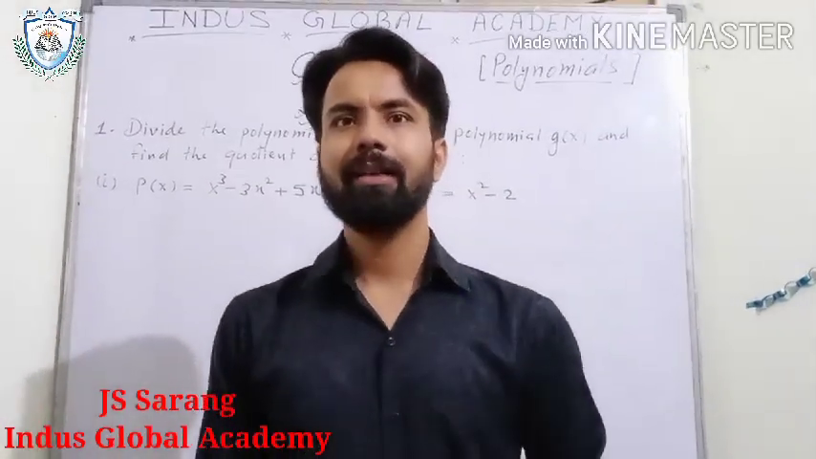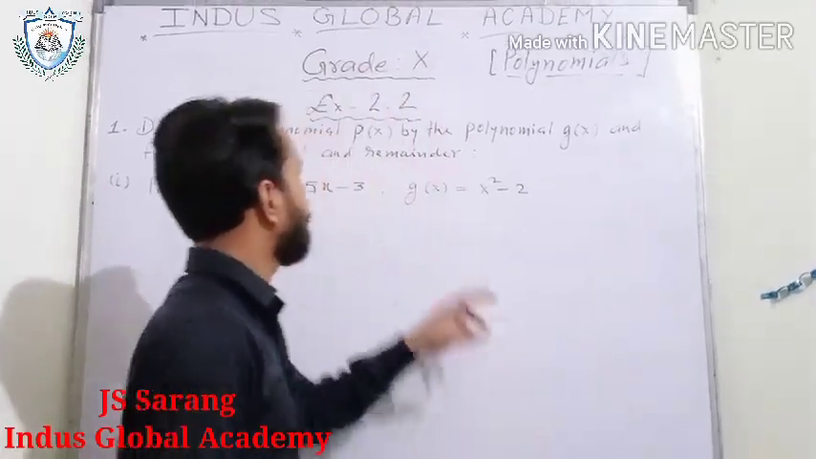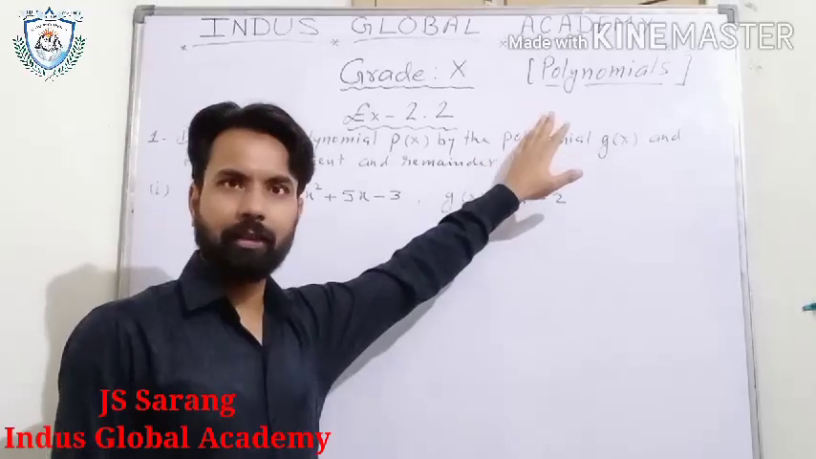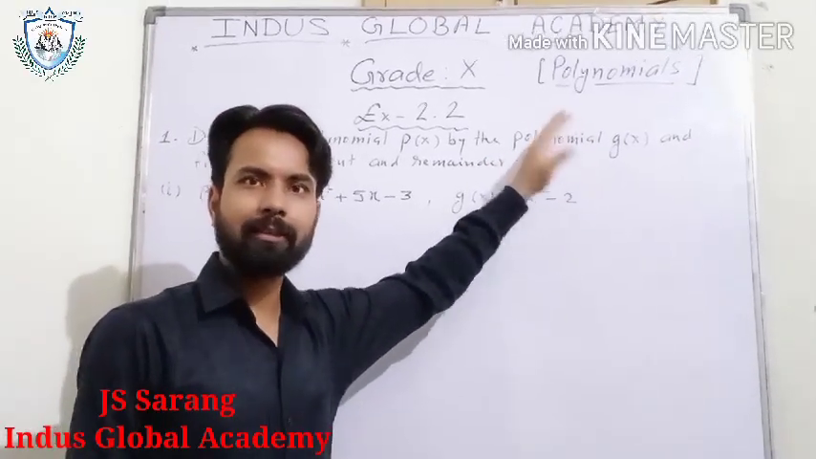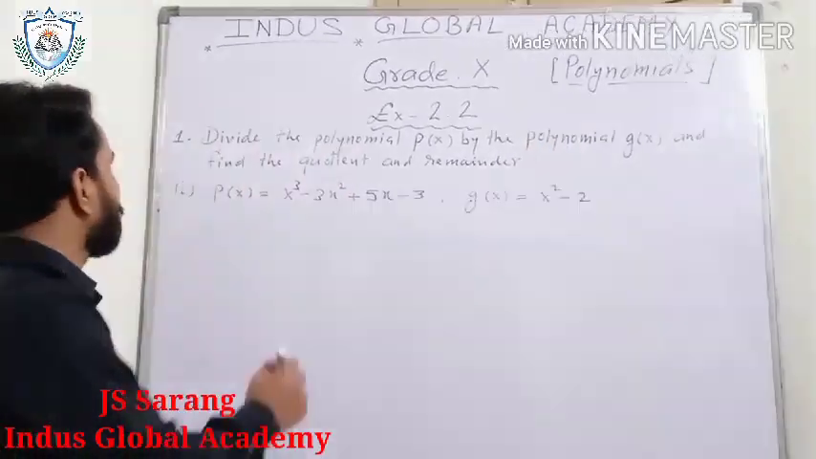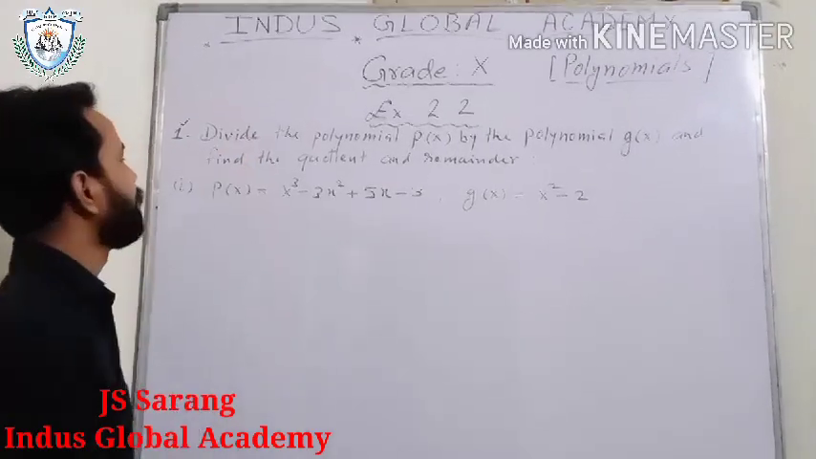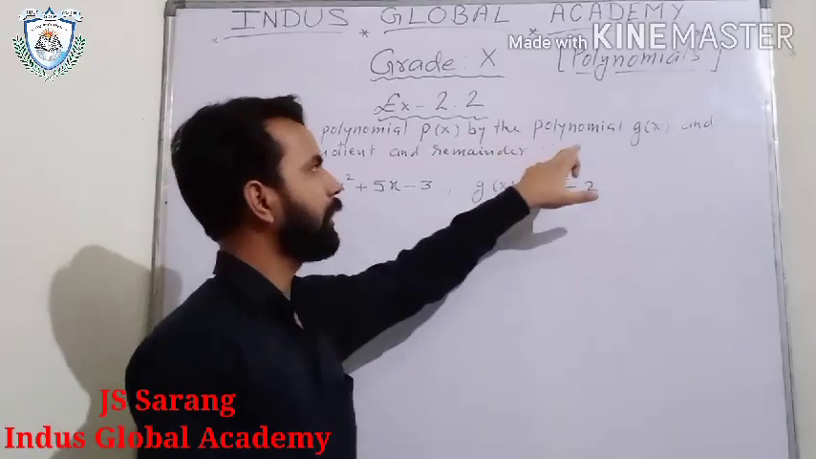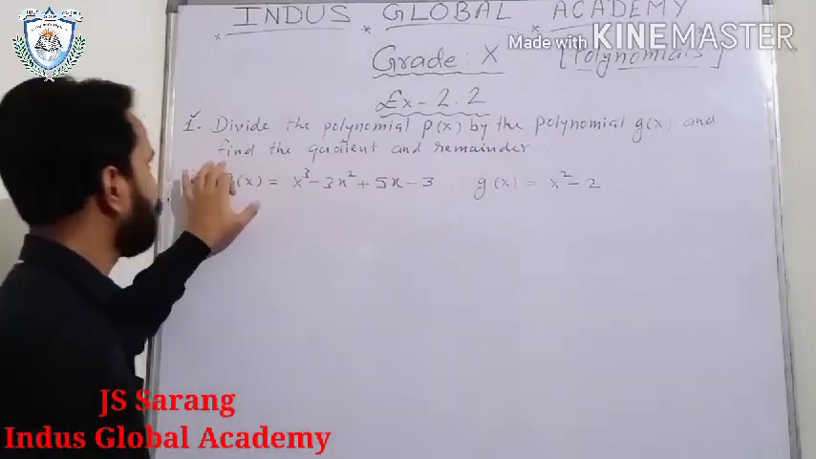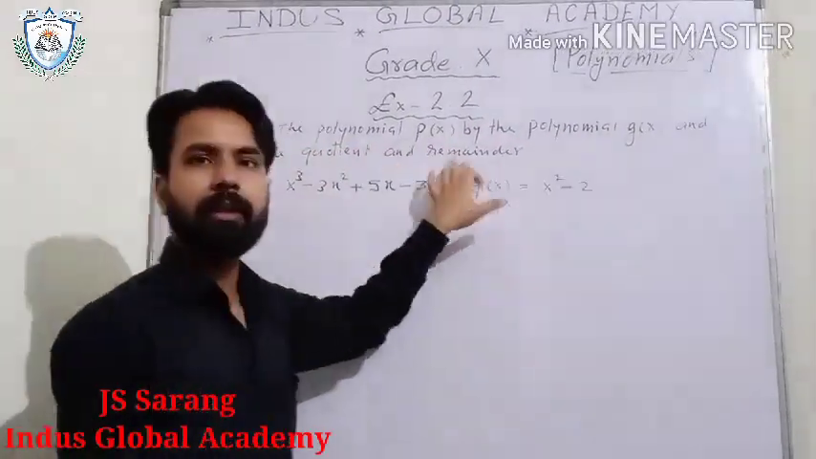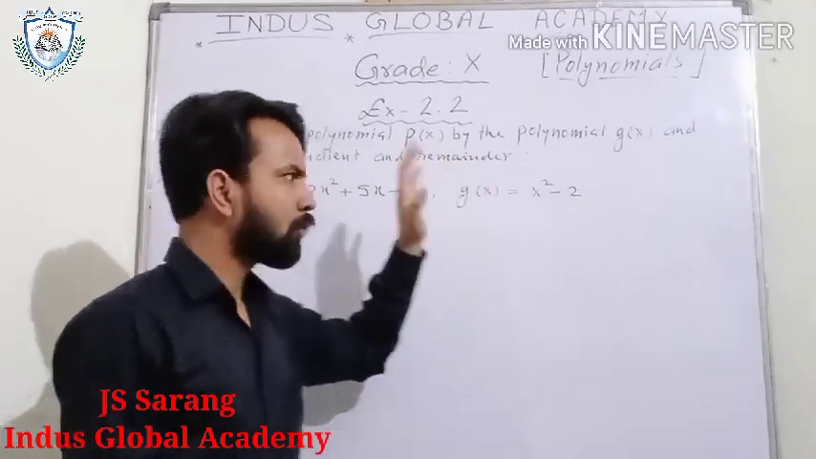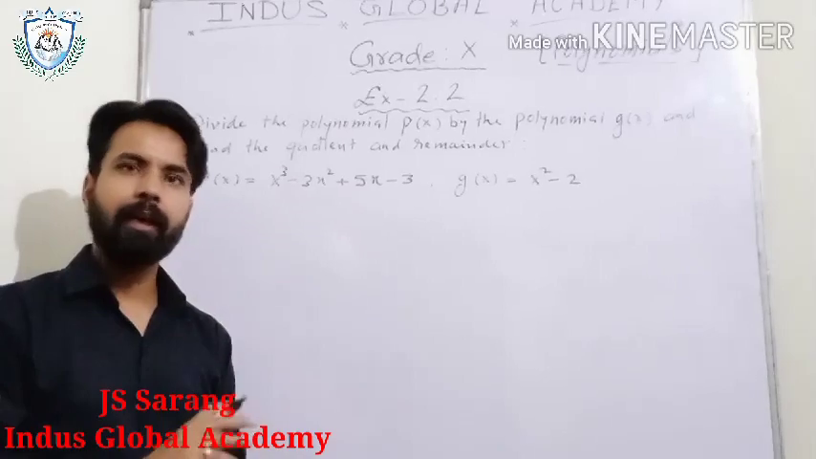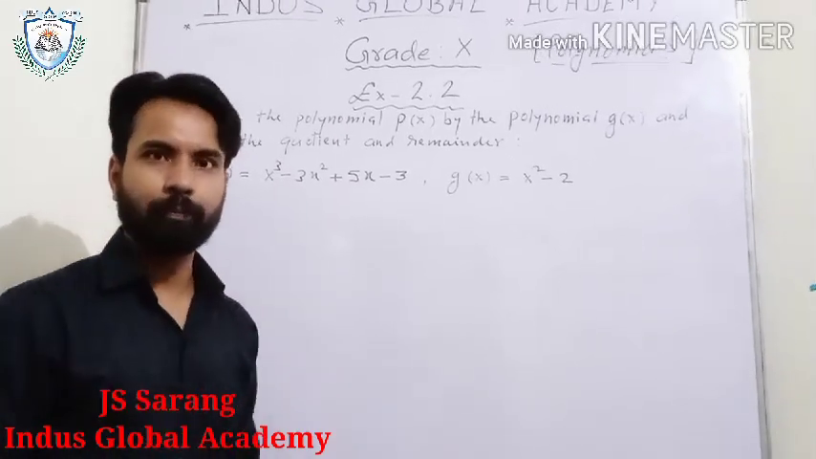So let's start our next exercise, exercise 2.2 of chapter number 2, polynomial. Are you ready for that? The very first question of this exercise is: divide the polynomial p(x) by the polynomial g(x) and find the quotient and remainder. Clear? Here some parts are there. I am solving the very first part and the remaining parts you have to solve at home.